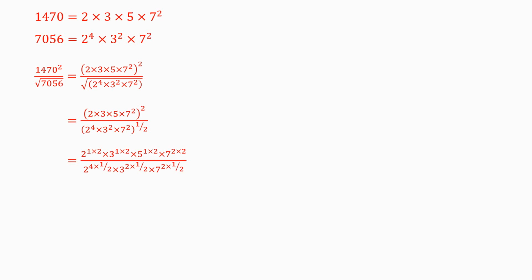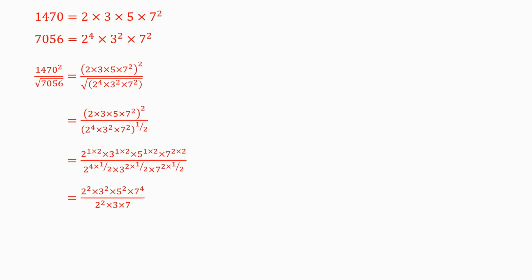Then we have the denominator. We have 2 raised to 4 times a half, 3 raised to 2 times a half, and 7 raised to 2 times a half. If we simplify that, we have 2 squared times 3 squared times 5 squared times 7 raised to 4 divided by 2 squared times 3 times 7.